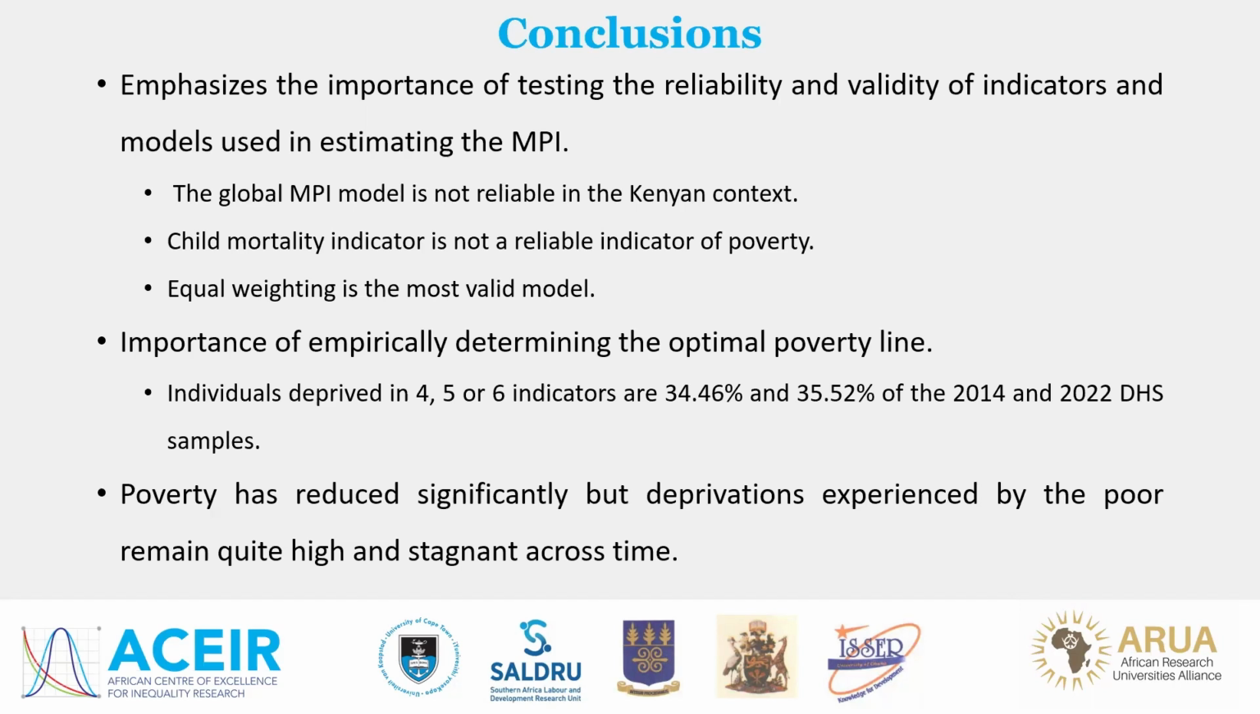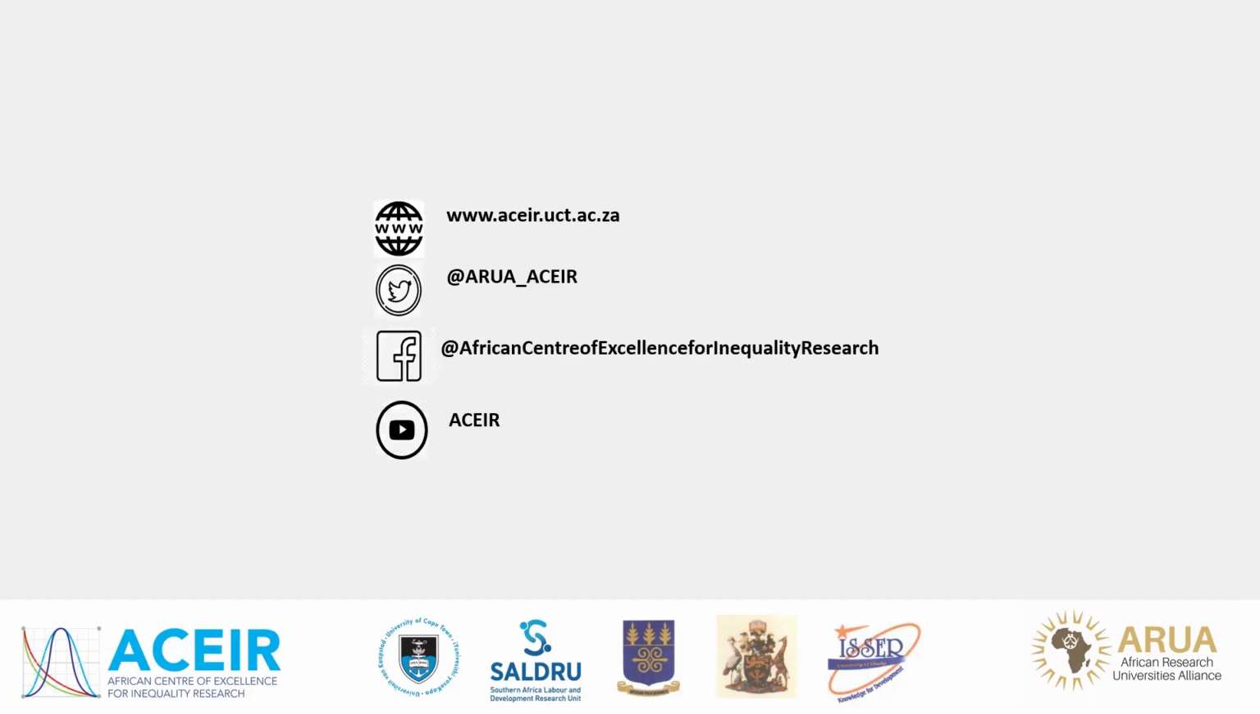And then lastly, we see that poverty has reduced from the overall perspective, from the subgroup perspective, but the deprivations of the poor still remain quite high. So that speaks to what exactly, because for the MPI to reduce, one of the components has to reduce. So in our case, we see it's the headcount that is reducing, not the poverty intensity. So the poor remain as poor as they were in 2014.